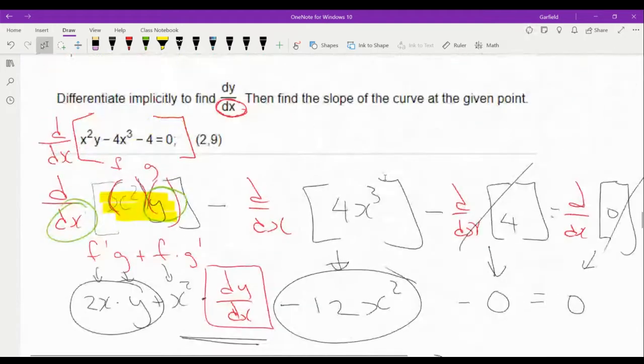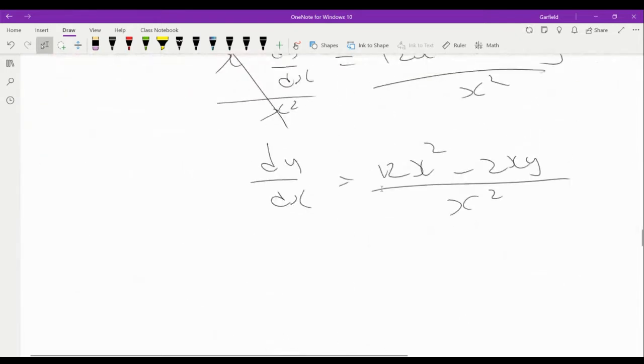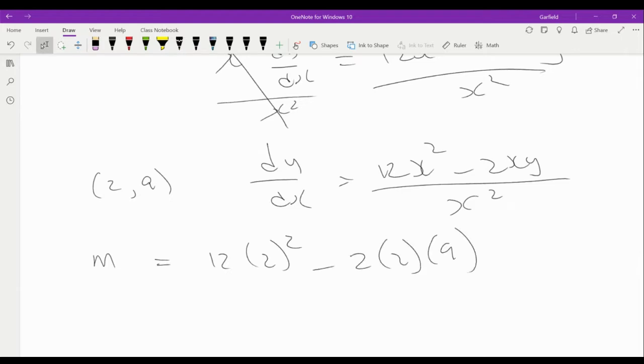So that's the implicit derivative of the given function. Then they say find the slope at a given point, and the point is 2, 9. So we're going to find the slope there. So we're going to find m, which is equal to, we're using the point 2 and 9. So this becomes 12 times 2 squared minus 2 times 2 times 9 over 2 squared.